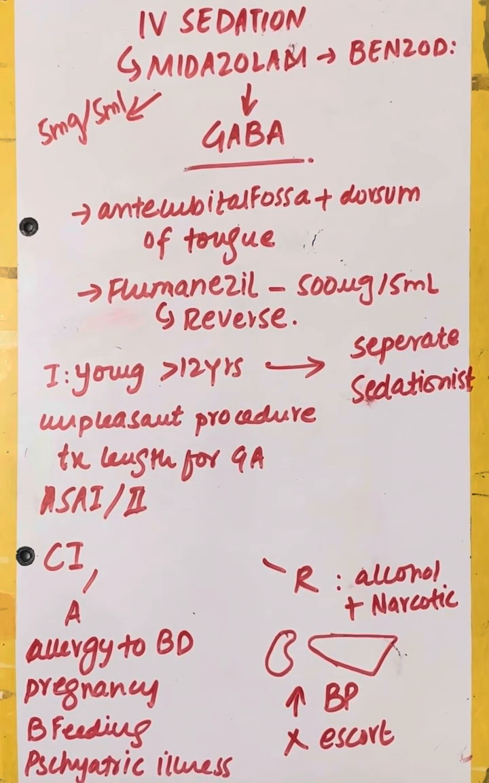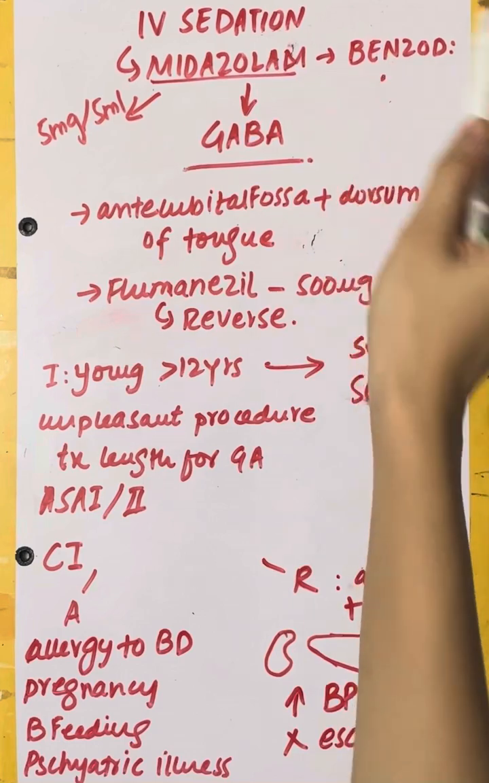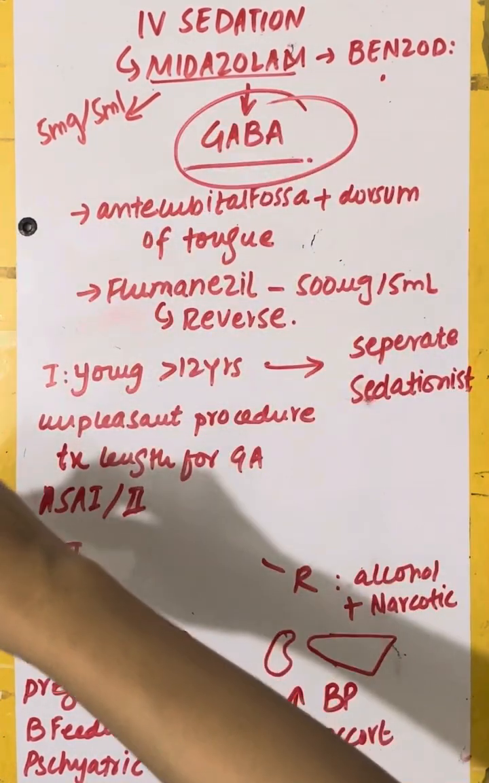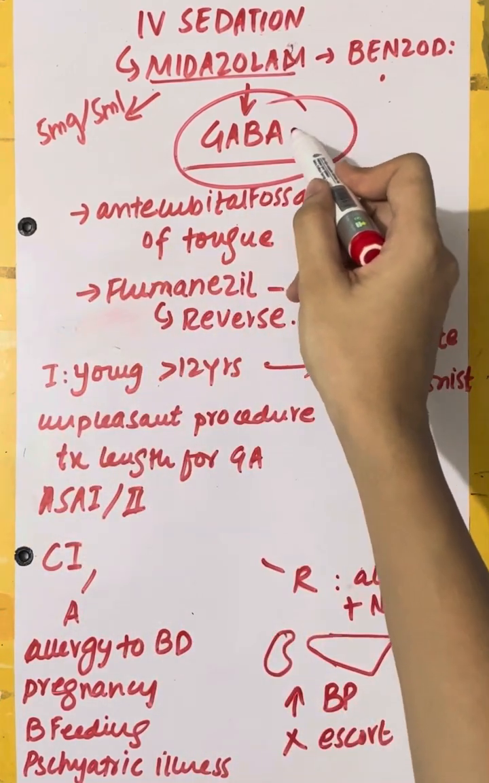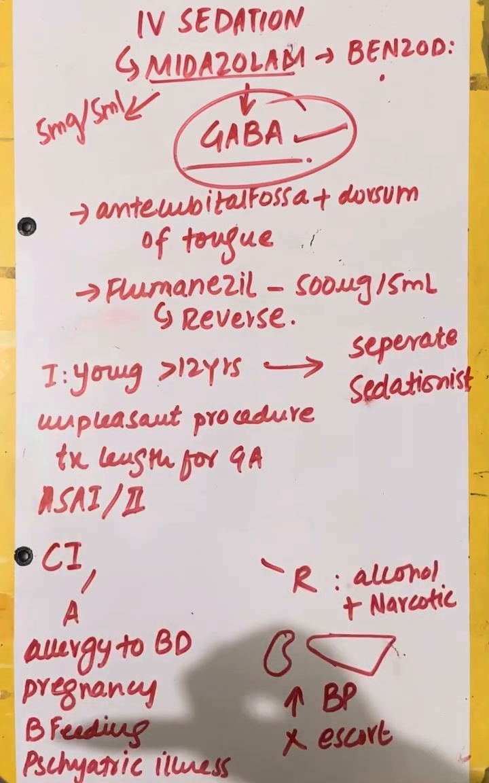Today we will be discussing IV sedation. For IV sedation, the drug we use is midazolam, which is a benzodiazepine. How does midazolam work? It acts on the neurotransmitter GABA. These are the neurotransmitters on which midazolam acts.